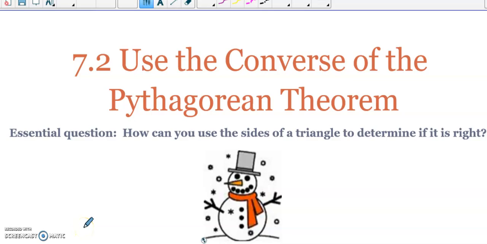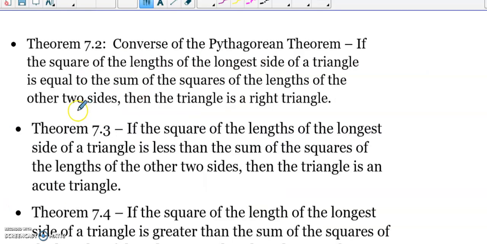This is Honors Geometry Lesson 7.2, Converse of the Pythagorean Theorem. So the Pythagorean theorem states that if you square the legs of a right triangle and find the sum, it's going to be equal to the square of the hypotenuse. The converse is also true.